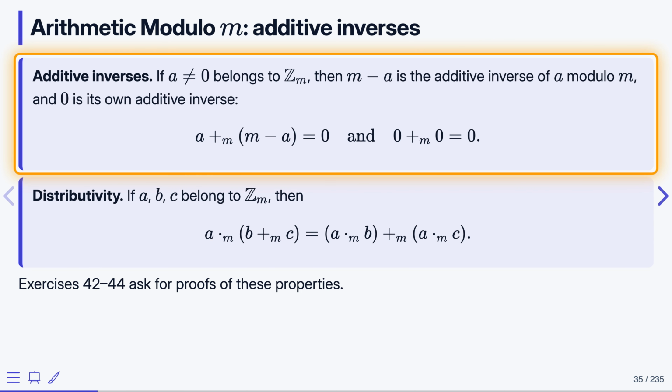Two more. Additive inverse. Every element has a partner that brings it back to 0. If it is not 0, its partner is m minus a. Add them and you get 0. And 0 is its own partner.